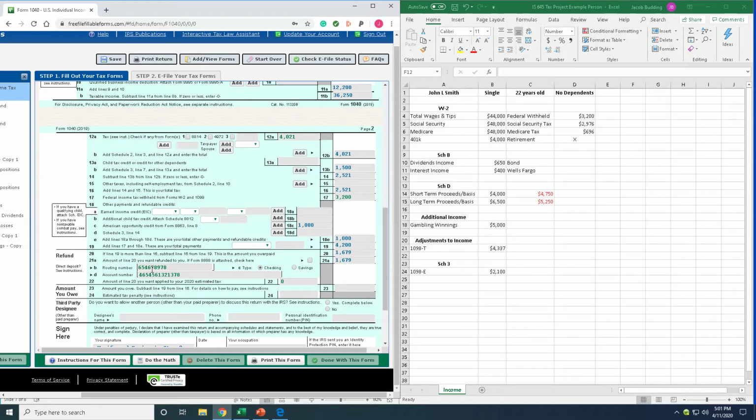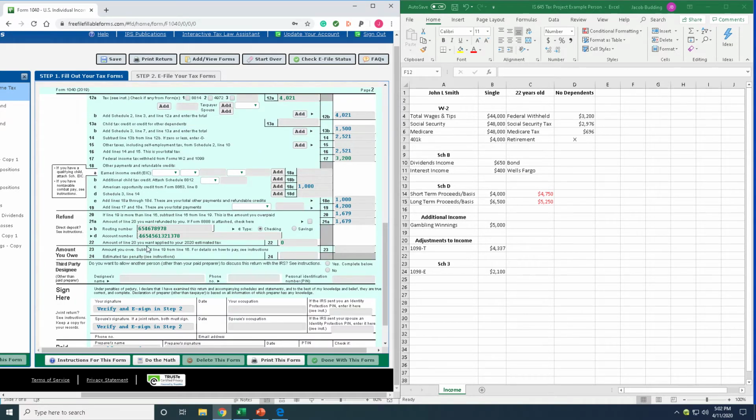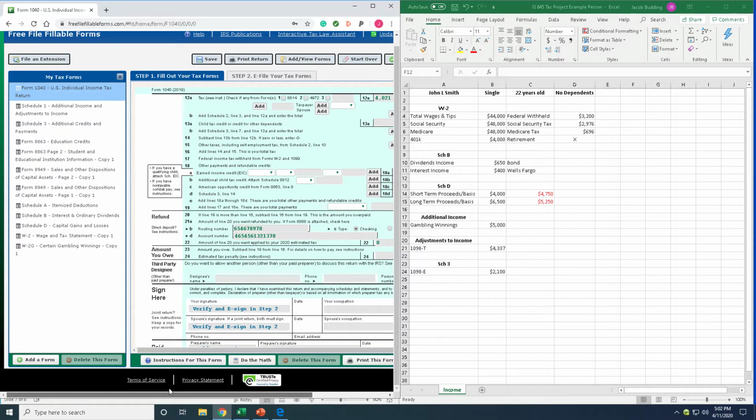And this is where you just enter your routing number, account number. It's going to be more serious. And if you want to apply it to your 2020 estimate, but that's when you start having more crazy tax implications. Right now, you want the money back right now. It's better to be in your pocket than the government's pocket. So this would be 0. And just like that, we're finished.